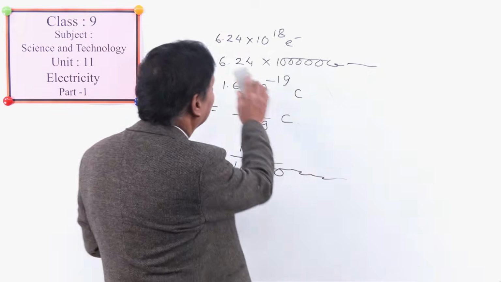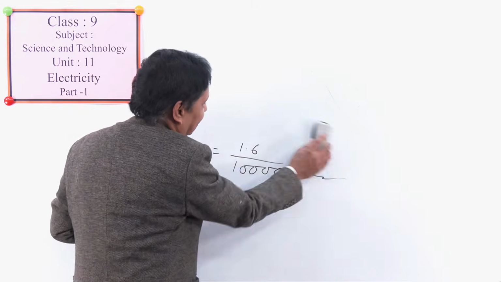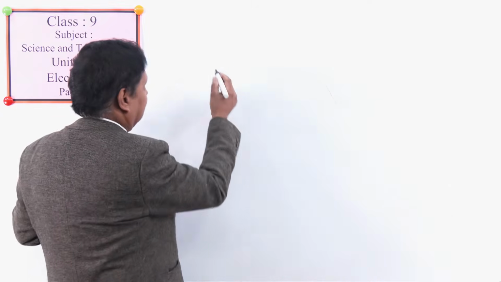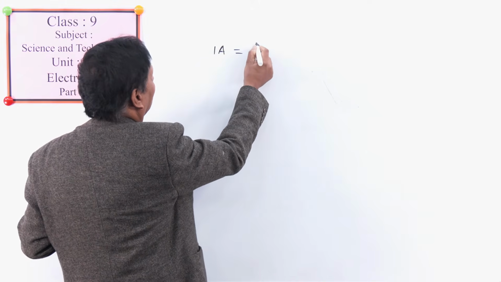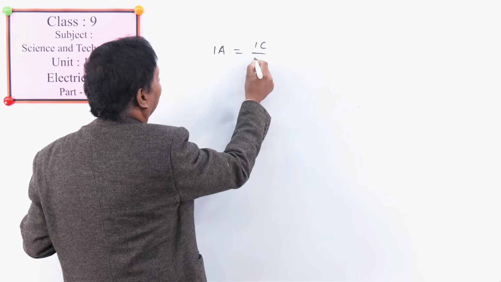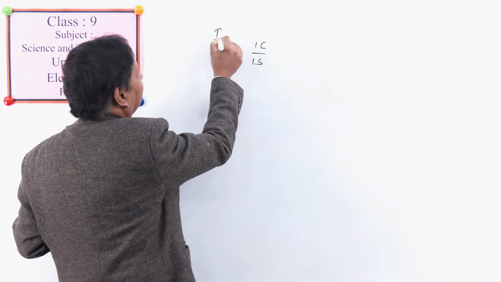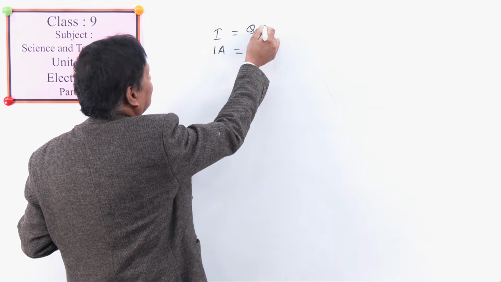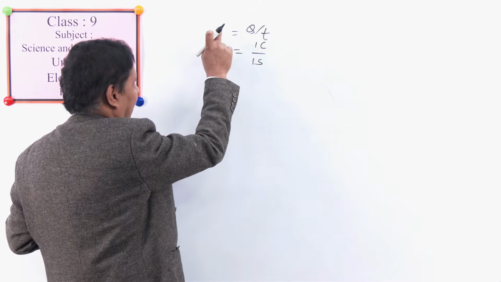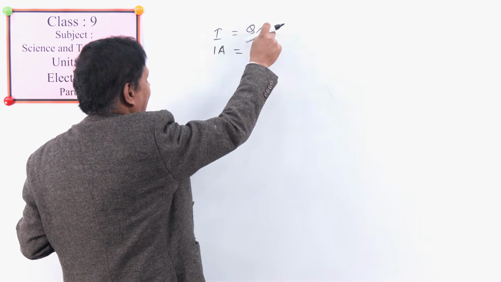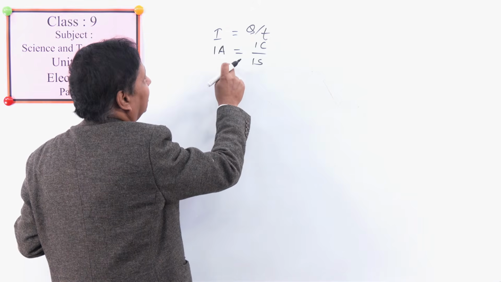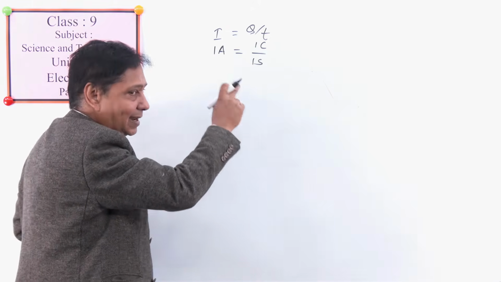I want to show you with the mathematical relation. We know that 1 ampere current is equal to 1 coulomb by 1 second, because current is equal to charge by time, and if current is taken 1 ampere, charge must be 1 coulomb and time is 1 second. That's why 1 ampere equal to 1 coulomb by 1 second is the correct relationship.